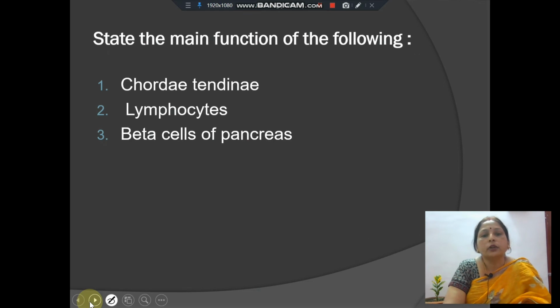State the main function of the following. Chordae tendineae, it helps in keeping the valves at their proper location. Valves, that is semilunar, bicuspid and tricuspid valves, are kept at their proper location because of these muscular layers, that is chordae tendineae. Lymphocytes, they are helpful in killing the bacteria and in the immune system. Beta cells of pancreas, they produce insulin, which controls the blood glucose level.